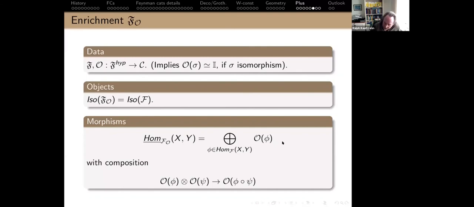And maybe I should have even done the example. This is exactly looking at this P and M. This is exactly what Boardman and Vogt did. So I had just one morphism from N to M, and now I have a space of morphisms from N to M.